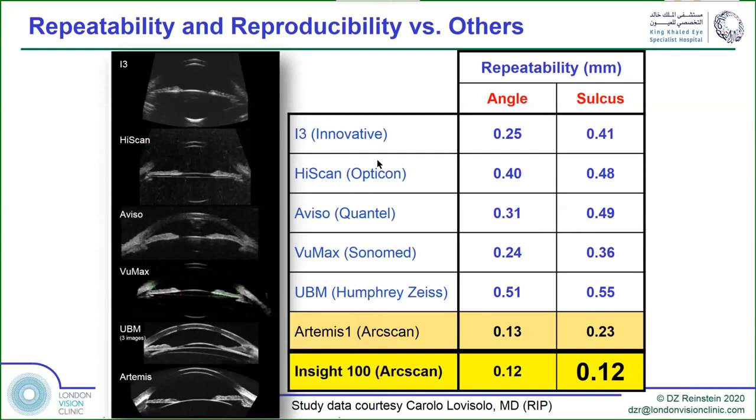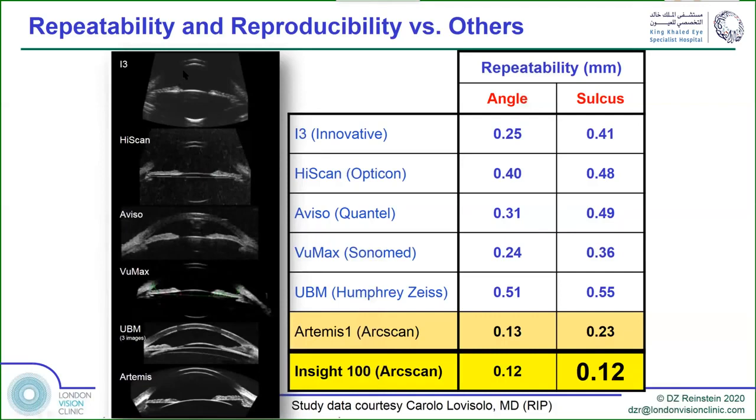But if you narrow this down to devices that had better resolution, like the ViewMax or the Artemis 1, which I had in London, with which we did the work with Carlo, the repeatability was much higher. And of course, now we have, since a few years, the commercially available Insight 100, which I have a small financial interest in, I mentioned earlier, but it is a robotic 6D scanner that makes the measurements very, very easy to acquire for any technician.